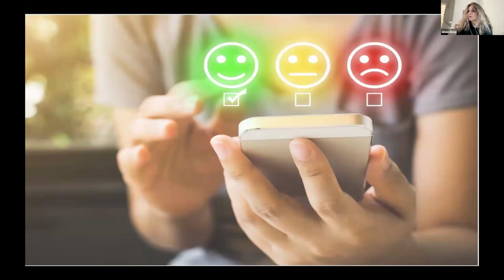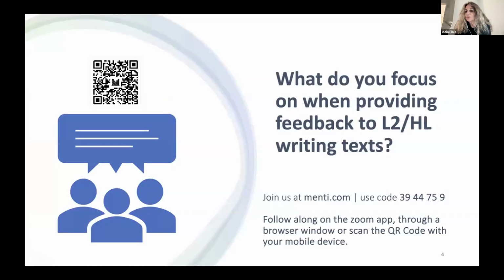Maybe the difference is that when we use them in the classroom, we might be paying more attention to the content of the text or the essay or anything that is written coming to us. And maybe we're not putting so much attention with the linguistic side of it. But we were wondering, Anna and I were wondering about what do you focus on when you are providing feedback to L2 and heritage language writing texts.